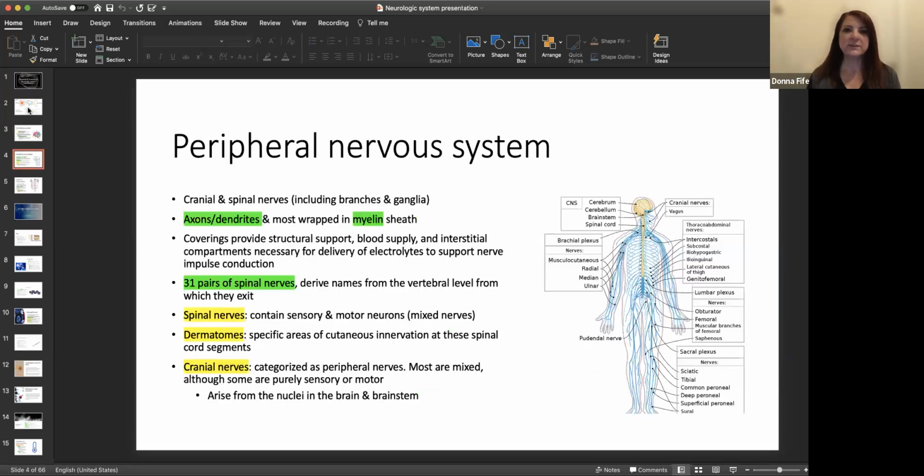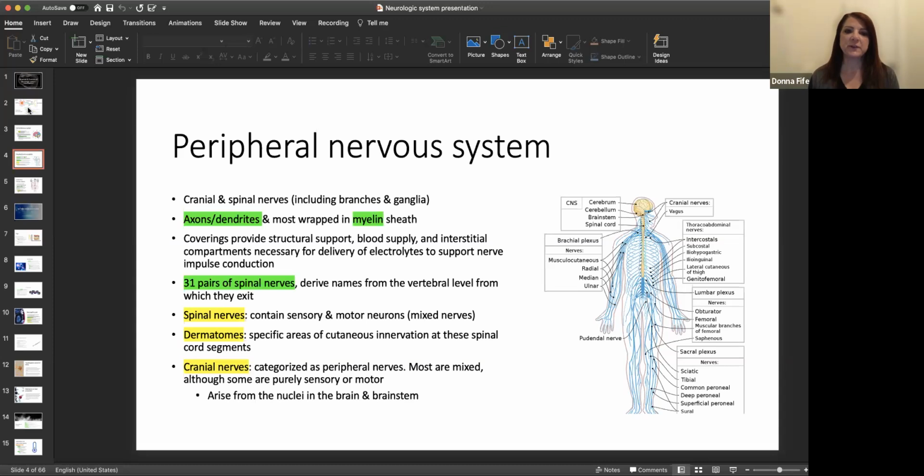The peripheral nervous system, the cranial and spinal nerves, including the branches and the ganglia. We have axons and dendrites, and most are wrapped in a myelin sheath. Now, these coverings provide structural support, blood supply, and interstitial compartments necessary for the delivery of electrolytes and support nerve impulse conduction. There's 31 pairs of spinal nerves, and these derive their names from the vertebral level from which they exit. Spinal nerves contain sensory and motor neurons, or are considered mixed nerves.